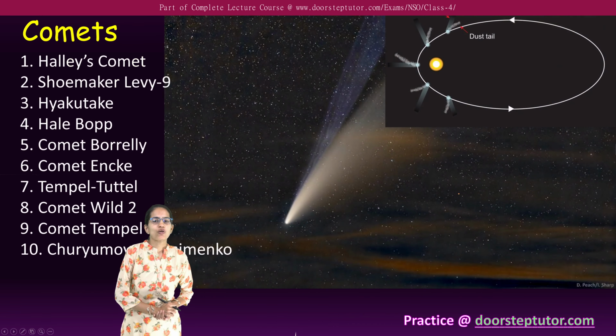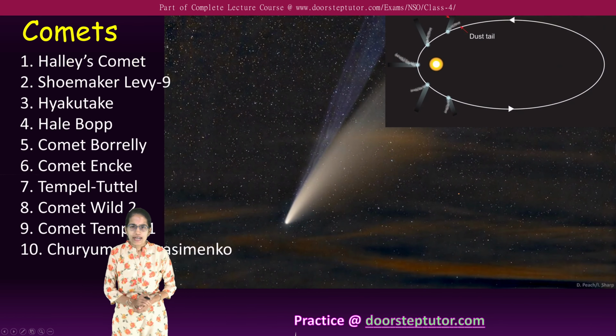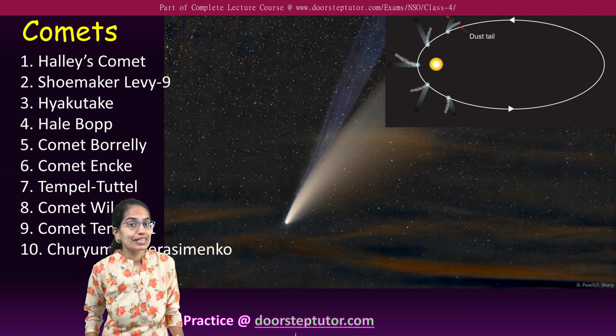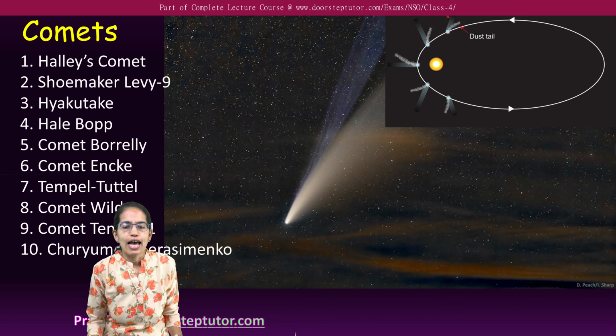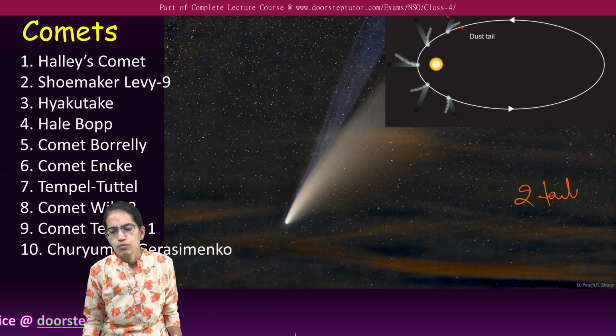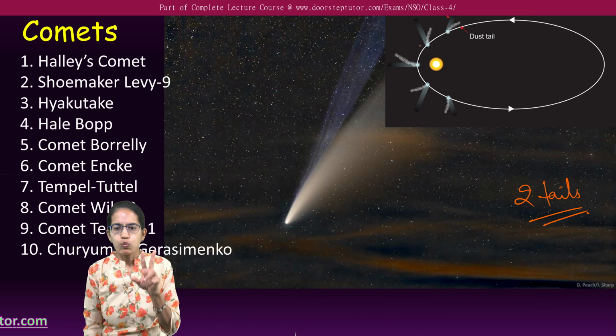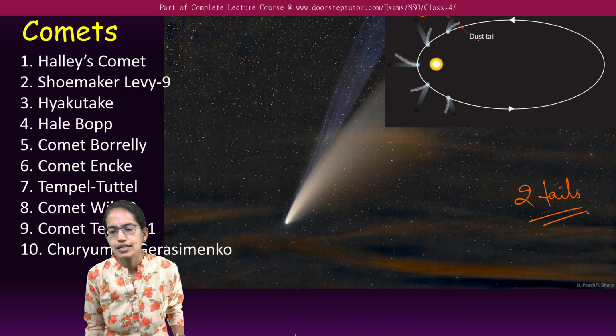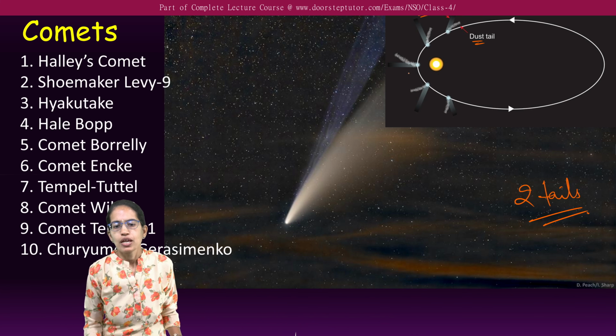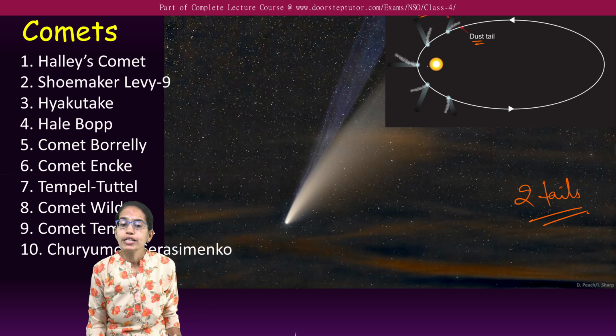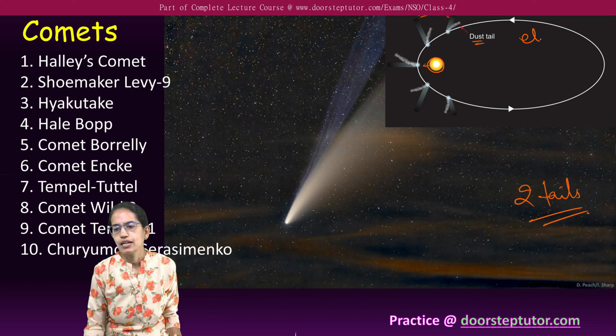The next is comet. Now, how do you differentiate a comet from shooting star meteors? A comet has two tails. Most of them have two tails. One tail is the gas tail, the other tail is the dust tail. Both of these tails point away from the sun. So they move in an elliptical path.